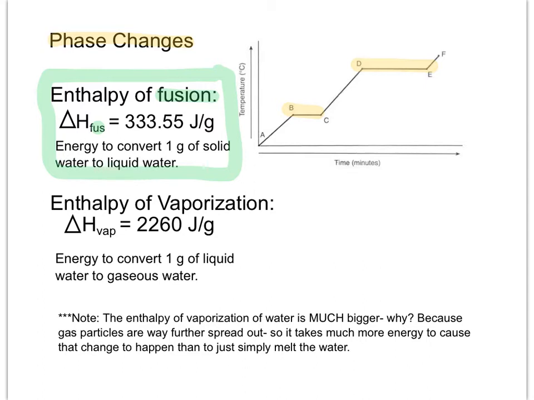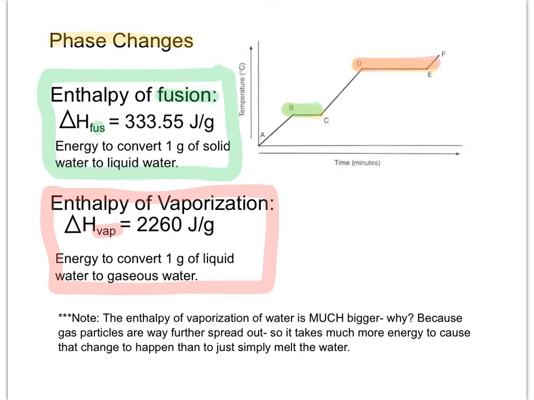That is not the same amount of energy it takes for something to boil. For this, we turn to the enthalpy of vaporization. Vaporization tends to be a little easier for people to remember. Why? Because water, vapor, evaporation, it sounds like that. This corresponds to the section D to E in the graph above. So notice that is the energy to convert 1 gram of liquid water to gaseous water or steam.